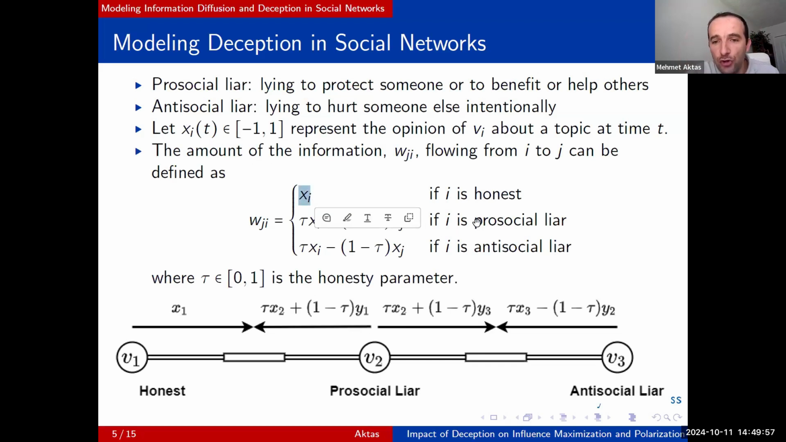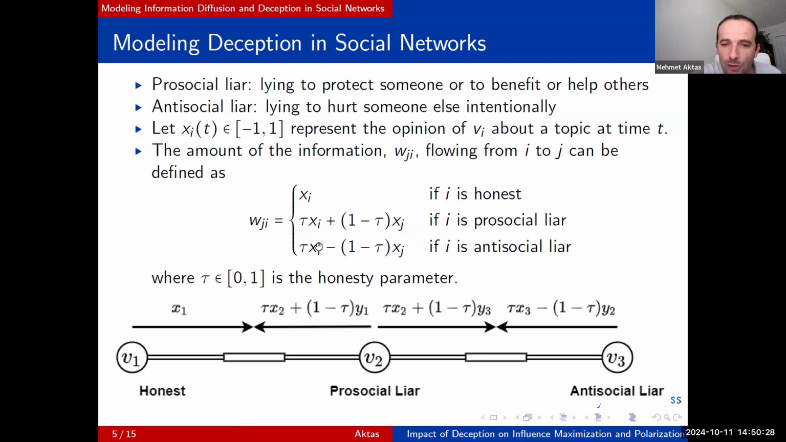But if someone is a pro-social liar, that user also decides his public disclosure based on what others think. This XJ is the opinion of his neighbor, his follower, or his friend in the social network. So he's just mixing his ideas and his friend's opinion. And there is a parameter tau here. It is just measuring how to mix those two opinions.